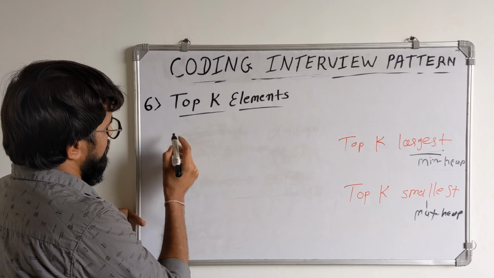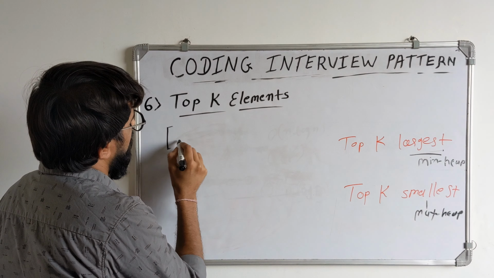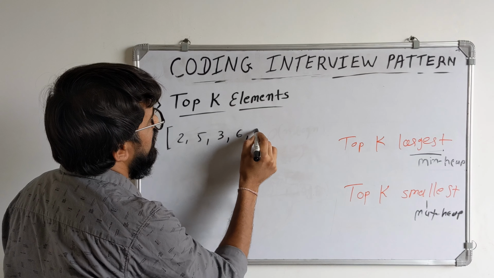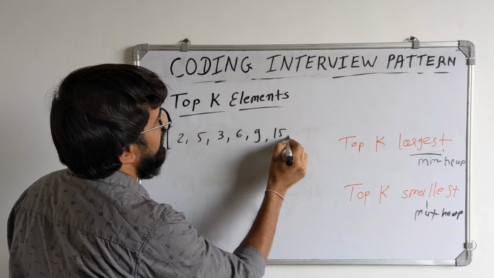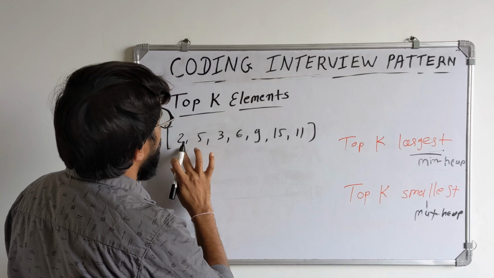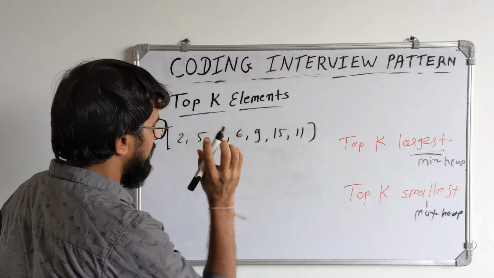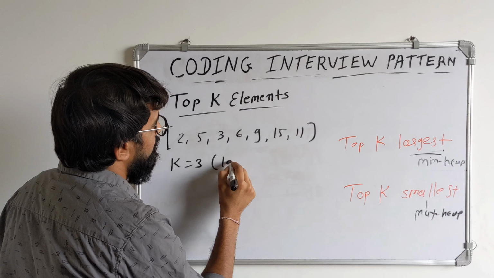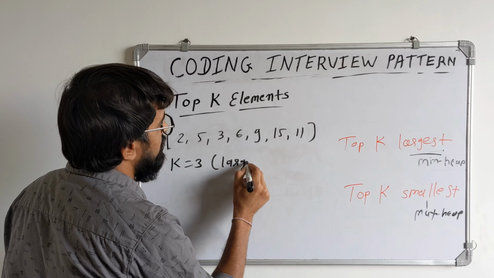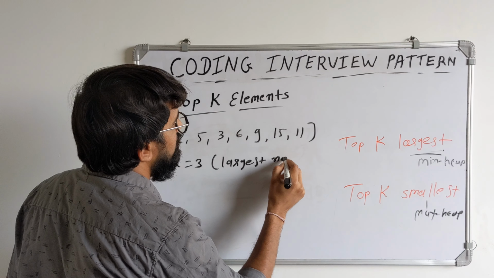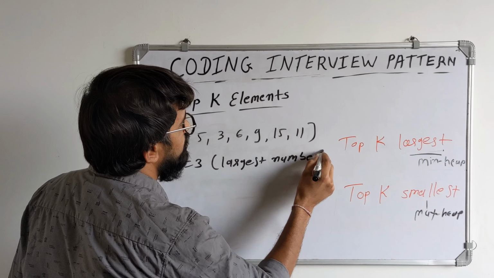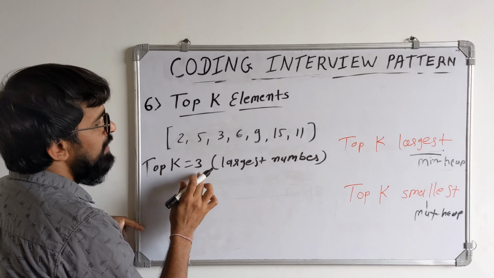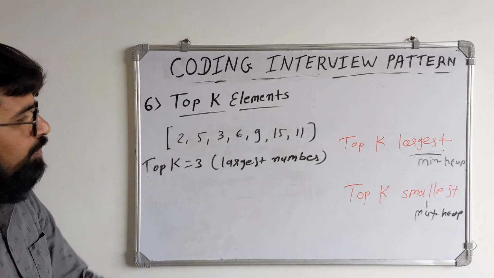So let's understand how we are going to do it. Let's say we have this array: 2, 5, 3, 6, 9, 15, 11. 1, 2, 3, 4, 5, 6, 7 numbers are there, and we say k is equal to 3. Find the top k largest numbers. That is the problem statement.